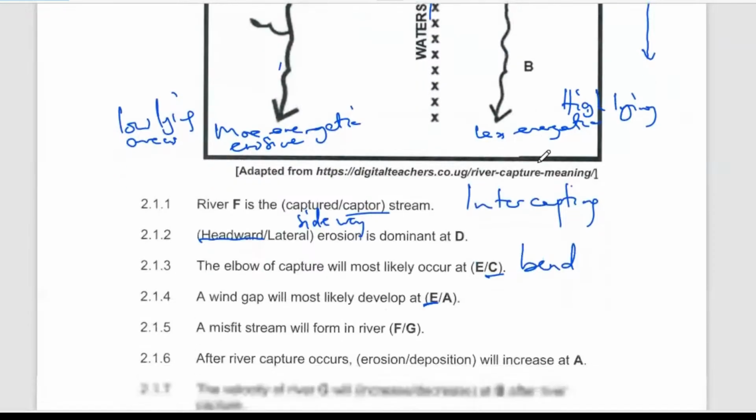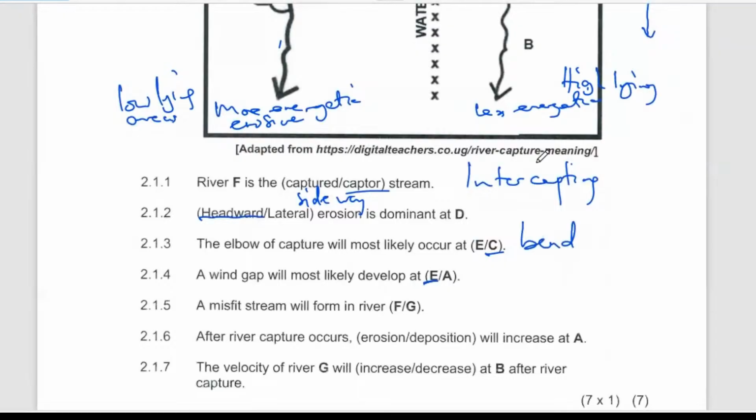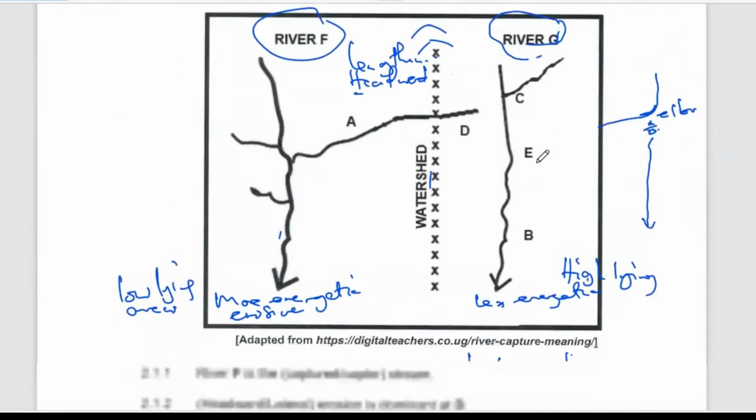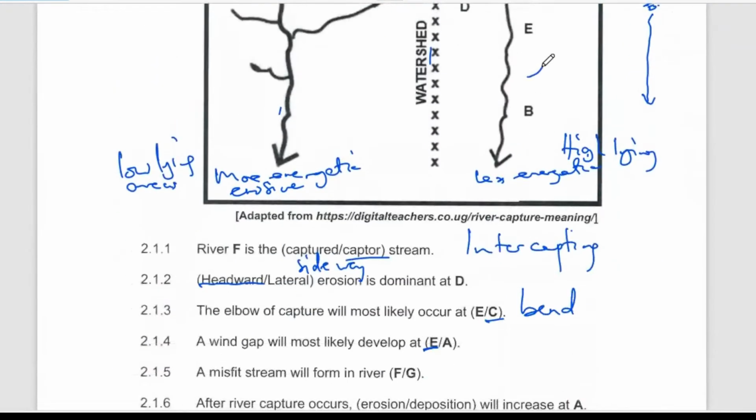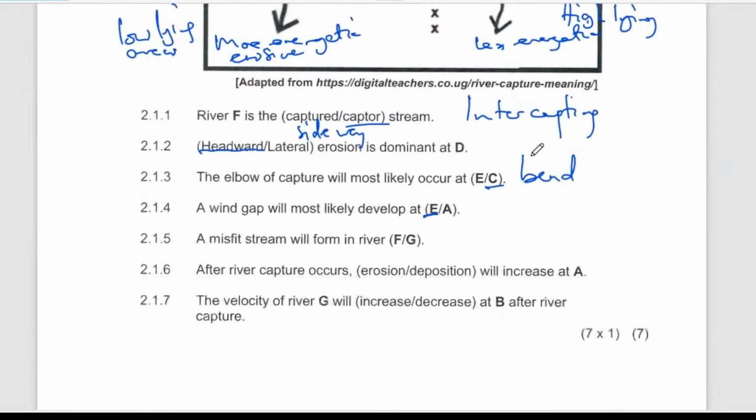Right, moving on to the next question. A misfit stream will form in which river, F or G? A misfit, we said, is going to form here as this river continues. So it's going to form at G.